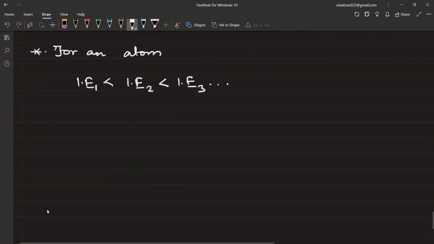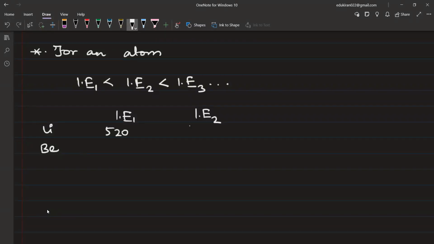Now, in this case, we have a very typical case. If I look at ionization enthalpy 1 and ionization enthalpy 2 of two atoms, lithium and beryllium, what is the ionization enthalpy for these? It is 520, and the second ionization enthalpy is 7298. The first ionization enthalpy for beryllium is 899, and the second ionization enthalpy is 1758.